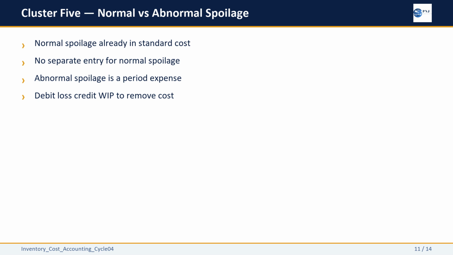Here's the surprising part: there is no separate entry. Normal spoilage is absorbed into the cost of good output because it's already baked into the standard cost per unit. Abnormal spoilage is different. Entry 13 treats it as a period expense, not a cost of inventory. You debit abnormal spoilage loss as a period expense and credit work in process inventory to remove the cost of the abnormal spoiled units. The principle is that only expected, unavoidable loss belongs in product cost. Unexpected loss hits the income statement immediately.